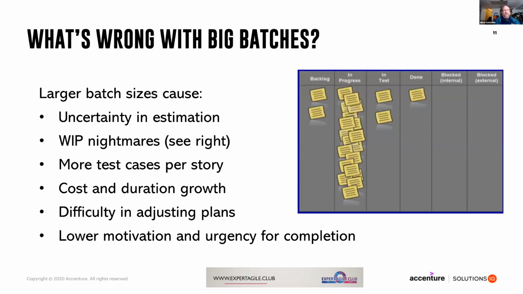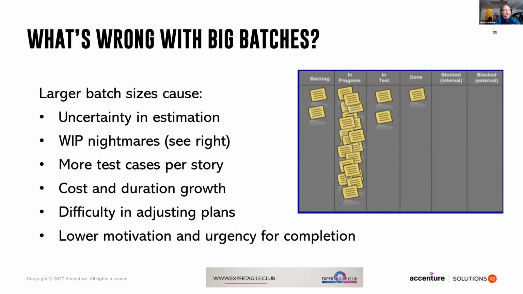Another thing that's wrong with big batches: how many of you have seen a Kanban board that looks like this? All right, so this is the opposite, right? When we have larger batch sizes, it's much harder to estimate. It's harder to estimate large things than it is small things. Or you end up with work in progress nightmares like this one, where our large batch sizes mean that it just takes forever for things to move across the Kanban.